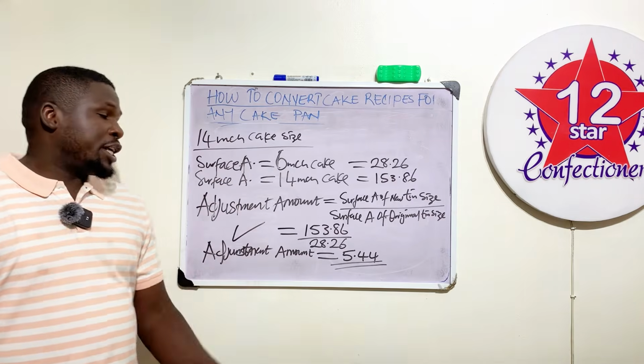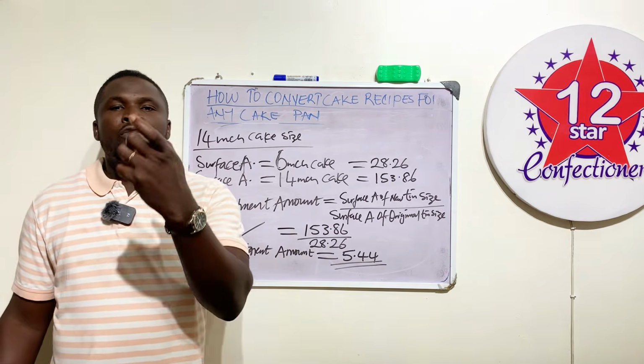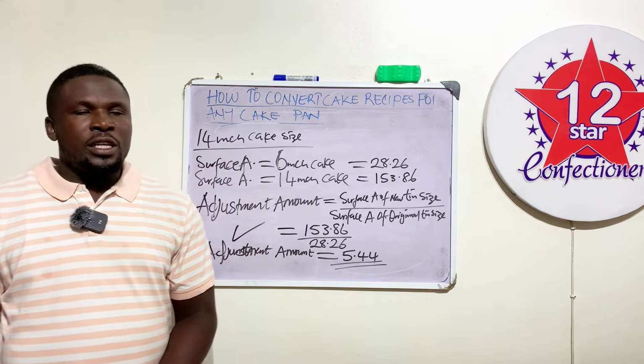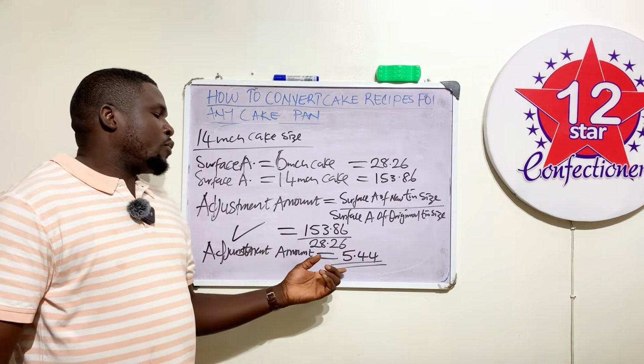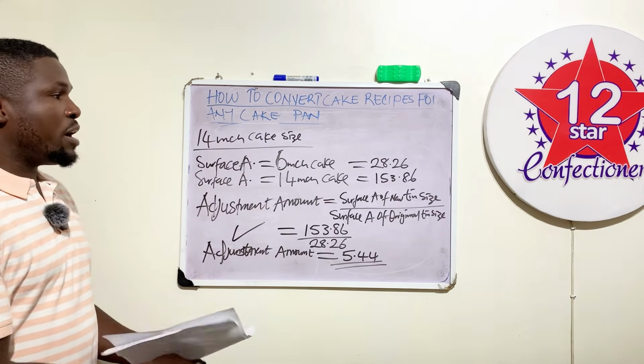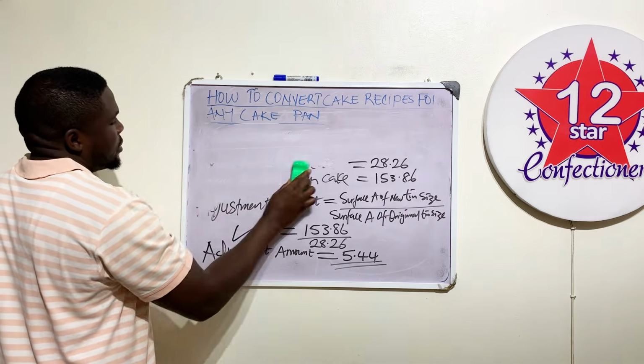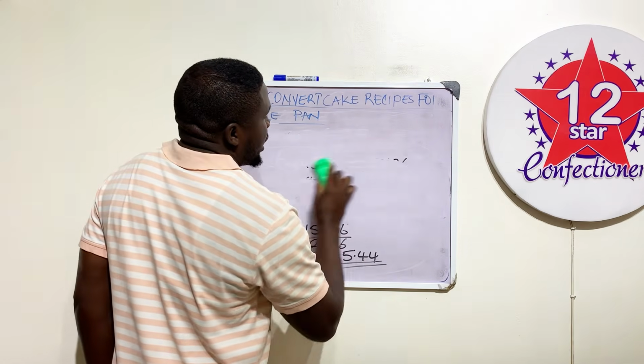So our adjustment amount is what? 5.44. So with this adjustment amount, we can easily get the recipe for our what? 14 inches cake size. Do you understand? Yes. So the recipe of our 14 inches cake size can easily be derived from this adjustment amount. So am I free to clean this place? Yes.